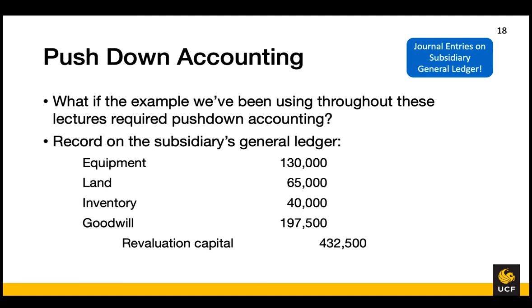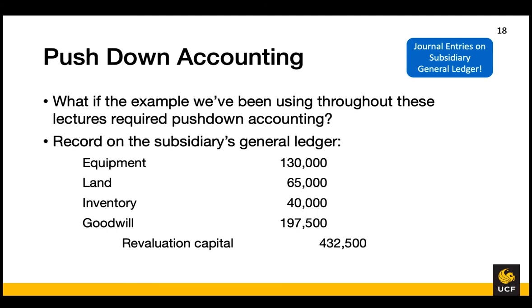To apply pushdown accounting to the problem we've been discussing throughout the last several lectures, we would need to record the fair value adjustments to the subsidiary's general ledger directly. We determined that as of the date of acquisition, the fair value of the equipment was $130,000 higher than its book value, so we need to debit equipment by $130,000 to increase the book value and make it equal to fair value. The same is true for land and inventory at their respective amounts.